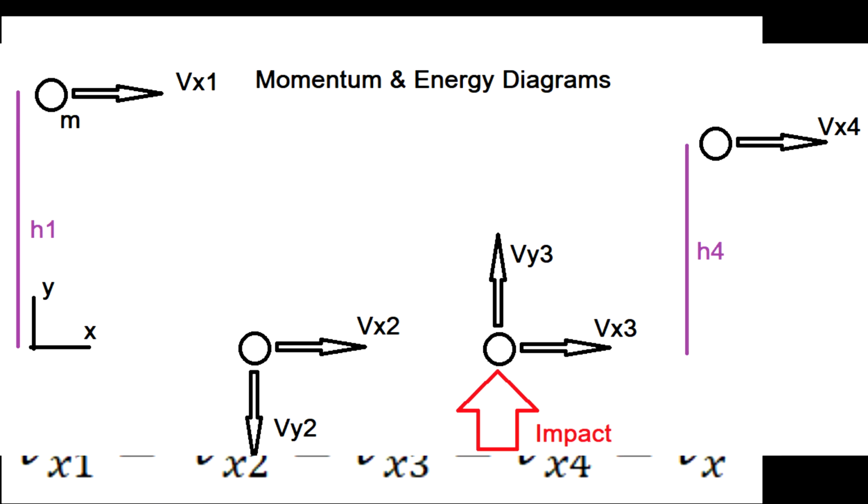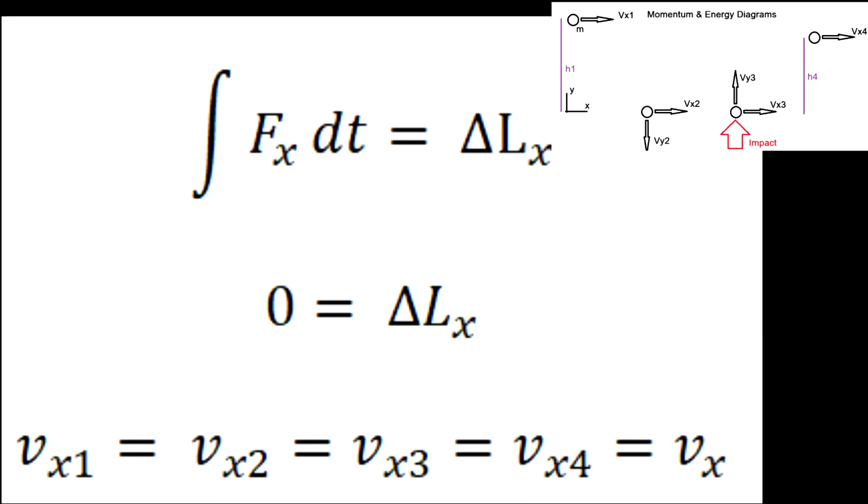The first thing I did was conservation of momentum. The integral of the forces in the x direction over time is equal to the change in momentum in the x direction. Since there are no forces in the x direction, we know that the momentum is constant in the x direction, therefore vx1 is equal to vx2 is equal to vx3, which is equal to vx4. So they're all just denoted as vx.